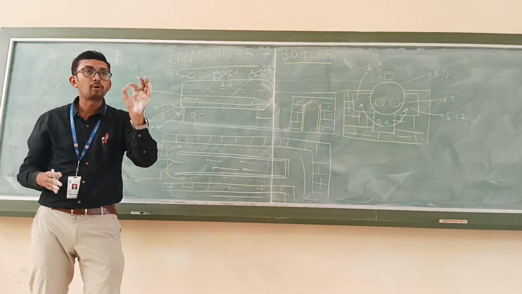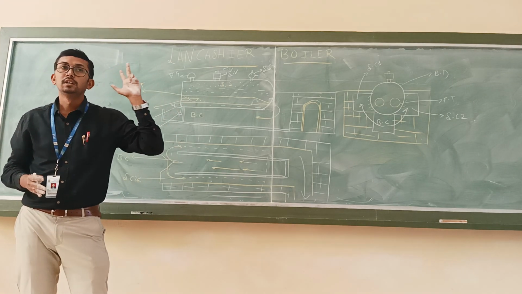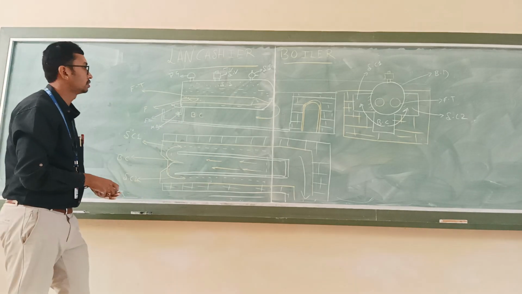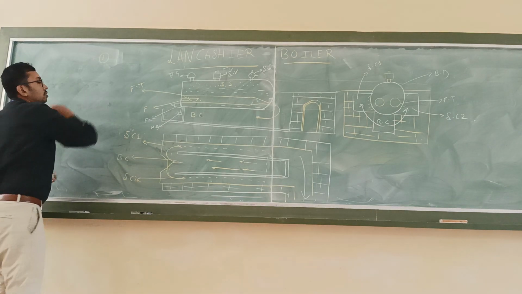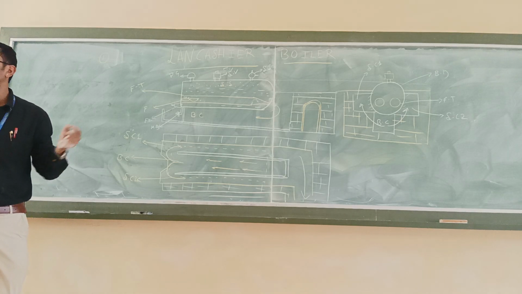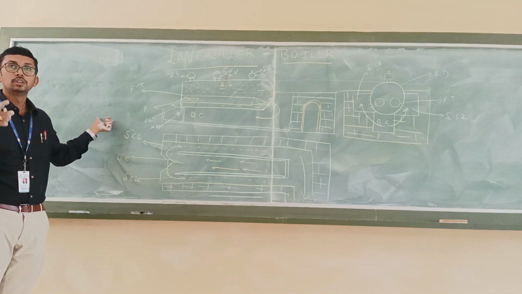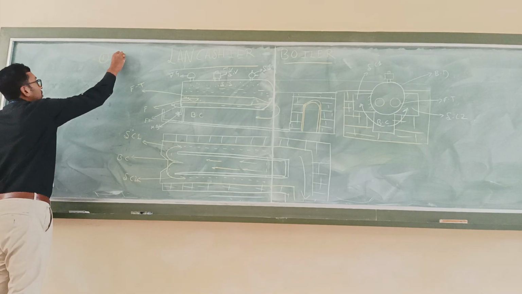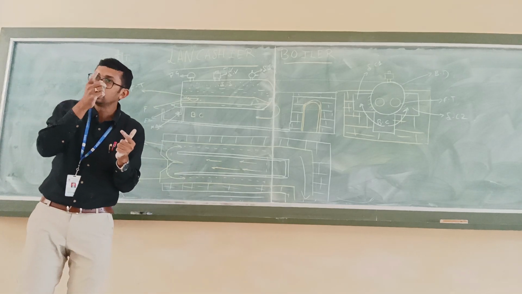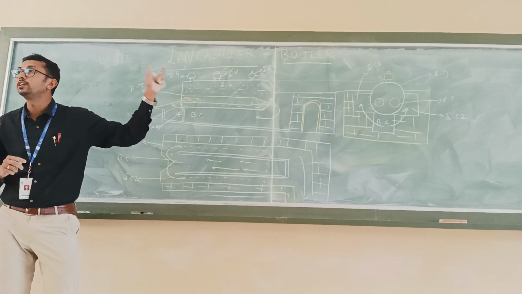So this is the construction and working of the Lancashire boiler. And one more important point that you have to tell, which carries 2 marks, is the classification of the boiler. What kind of boiler is this? What is the first classification? Circulation of hot gases and circulation of water. So this is a fire tube boiler. That means the hot gases flow inside the boiler drum through the flue tubes. That's why it is called a fire tube boiler.